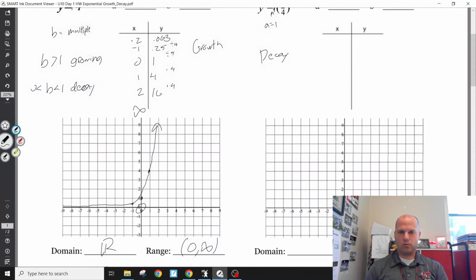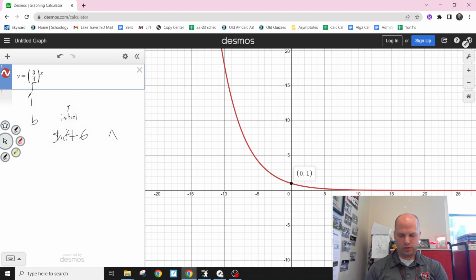If you go to -1, we could find that point. Let's just do -1, 0, and 1. 0 is 1, 1 is 3/4. I'm going to divide by 3/4, which is multiplying by 4/3. So I'm going to get 4/3 if I go to -1. And then divide that by 3/4, which is multiplying by 4/3. I get 16/9 if I go to -2.